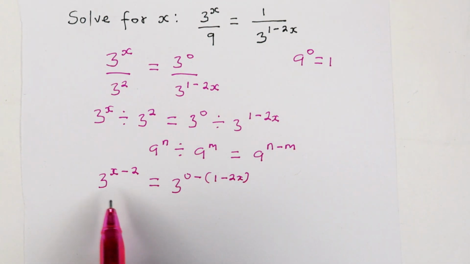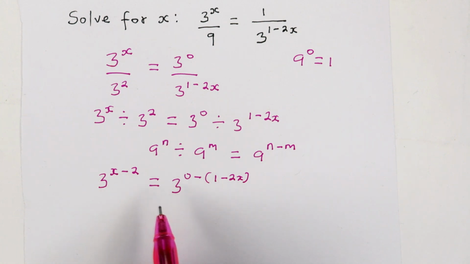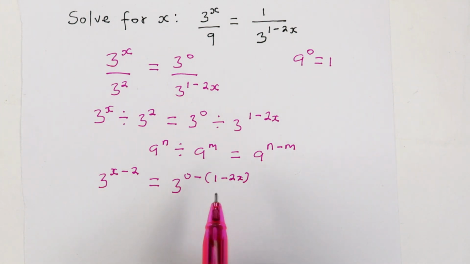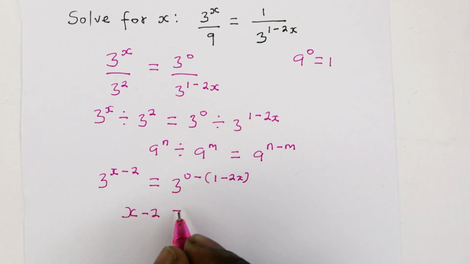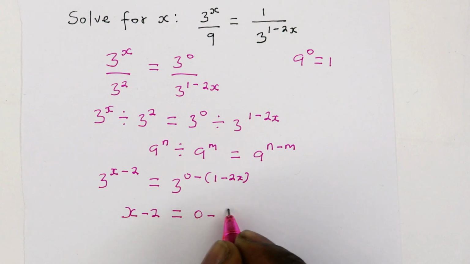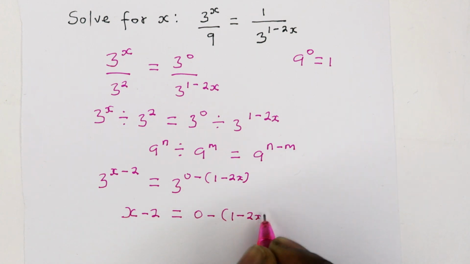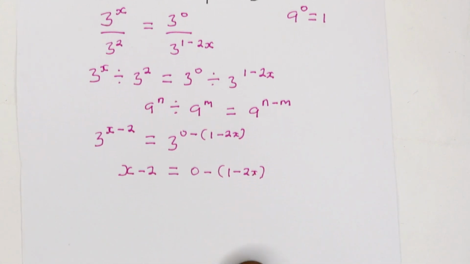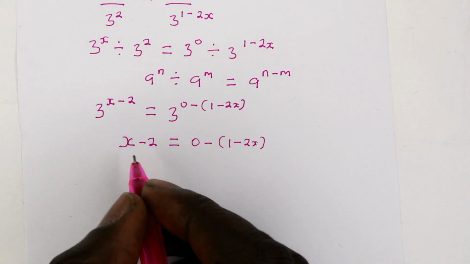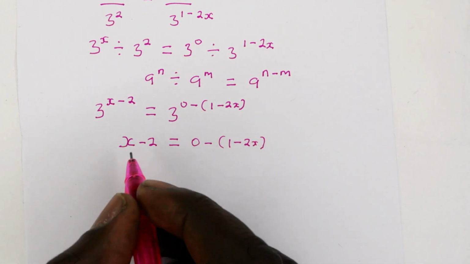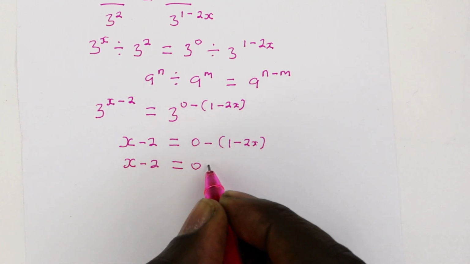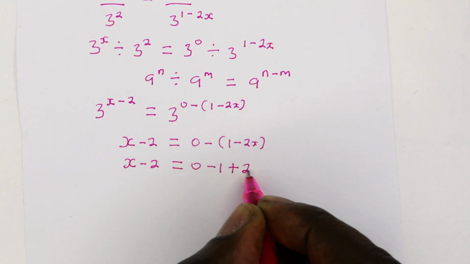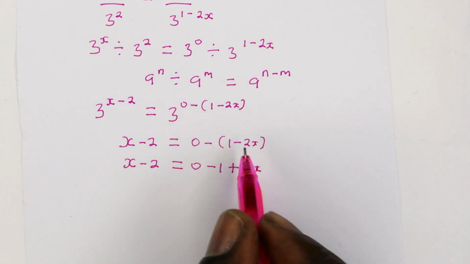So as you can see, the bases are the same. That is 3 and 3 are the same, and therefore the powers must also be the same. So it means we have that x minus 2 is equal to 0 minus 1 minus 2x. So all we need to do now is just to collect the like terms. So first of all, let's open up this bracket. So we have x minus 2 is equal to 0 minus 1 plus 2x. That is because we have minus minus.